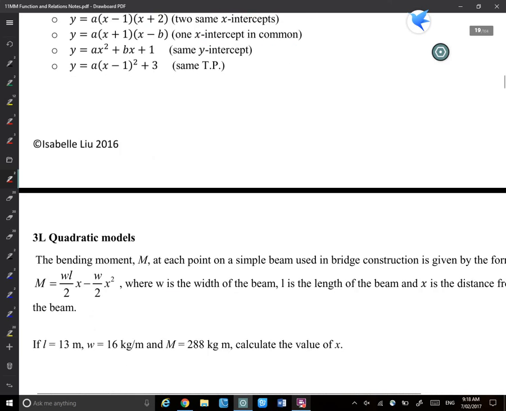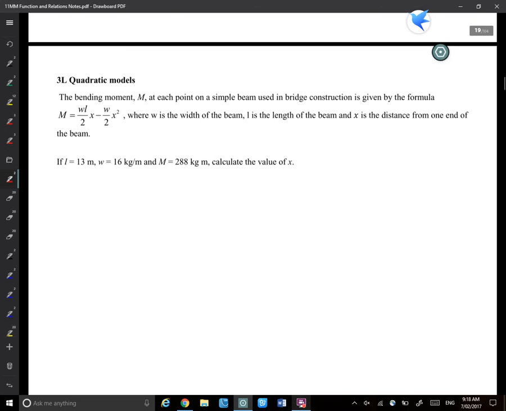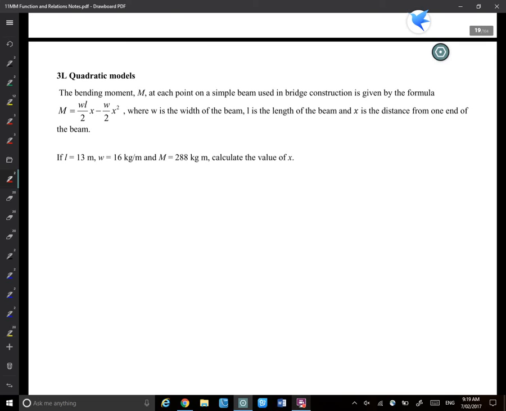Okay, so the last one is quadratic modeling. For this question, it's an easy one. The bending moment M at each point on a single beam used in bridge construction is given by this formula, where W is the width of the beam, L is the length of the beam, and x is the distance from the end. Now we give you L equals 13, W equals 16, and capital M equals 288. Calculate the value of x.